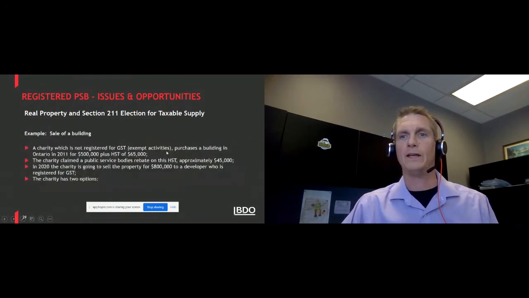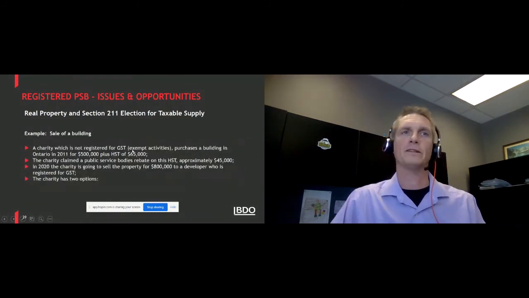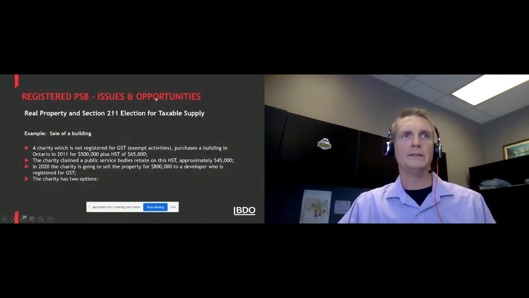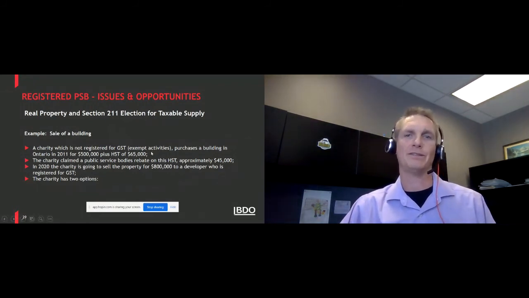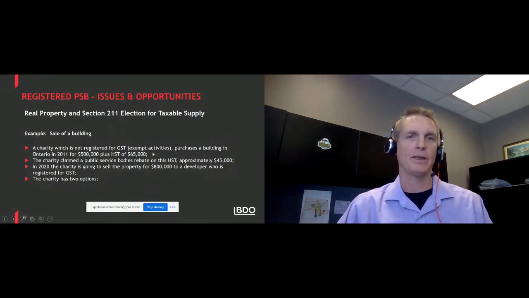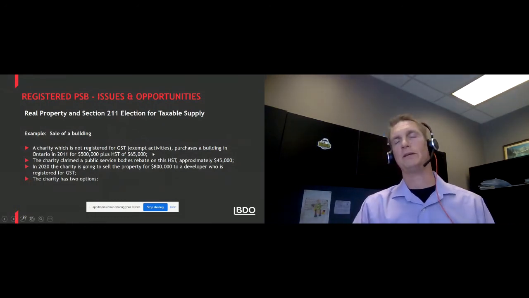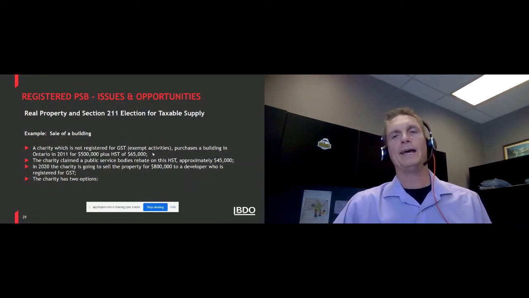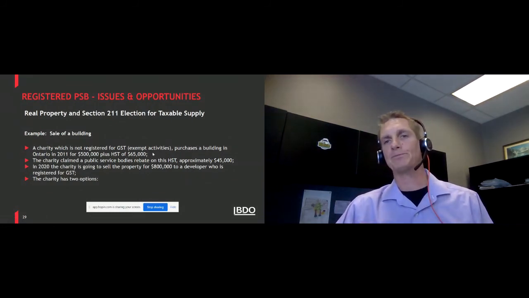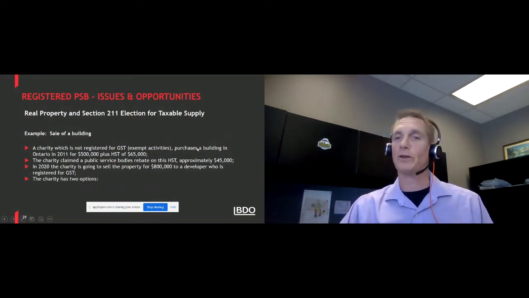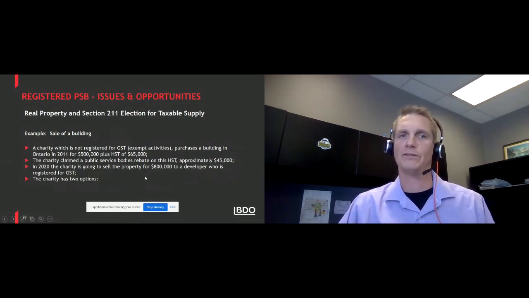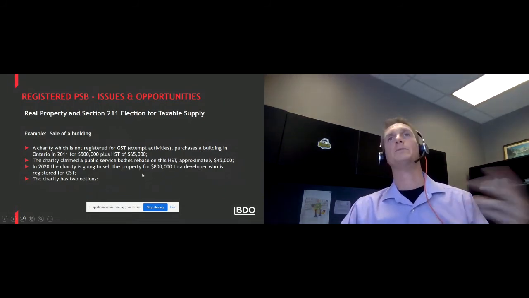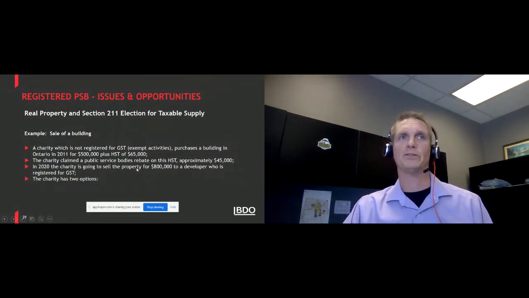Now, just to show you how someone can benefit from this, let's take an example of a charity that purchases a building in Ontario for $500,000, and HST of $65,000 is paid on the purchase. Assuming the charity is not using it in a commercial activity, they're able to claim their charity rebate and get back about $45,000 of the tax. So there's about $20,000 of the tax they paid that they can't recover. Now in 2020, they're going to be selling it to a developer. The developer's registered for GST.